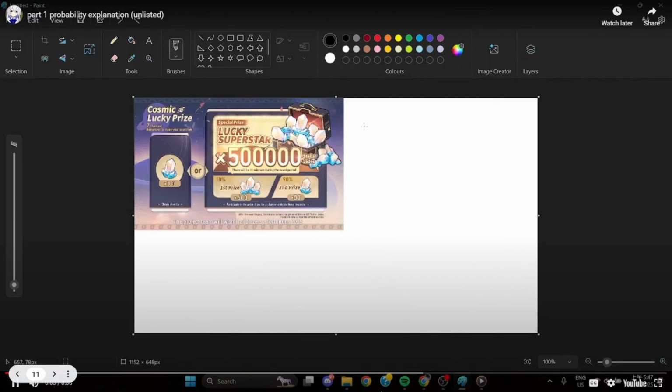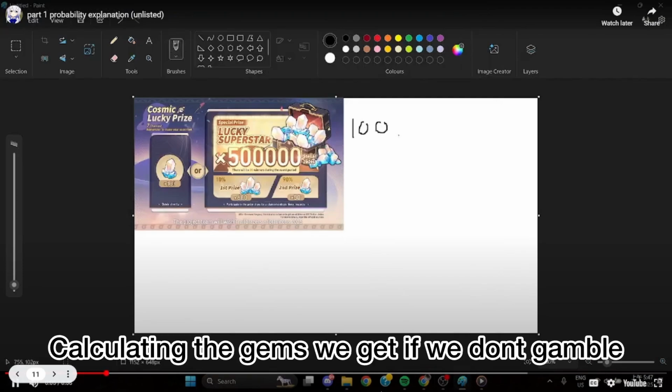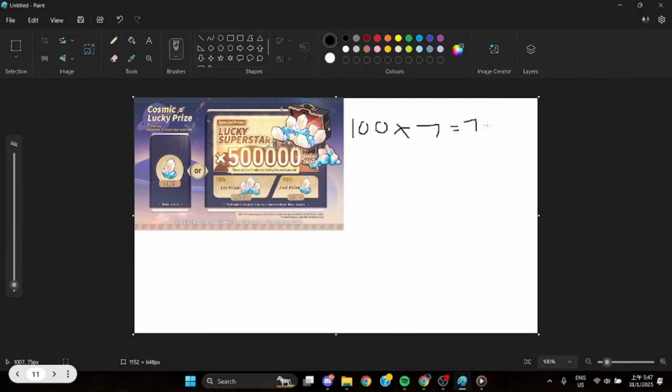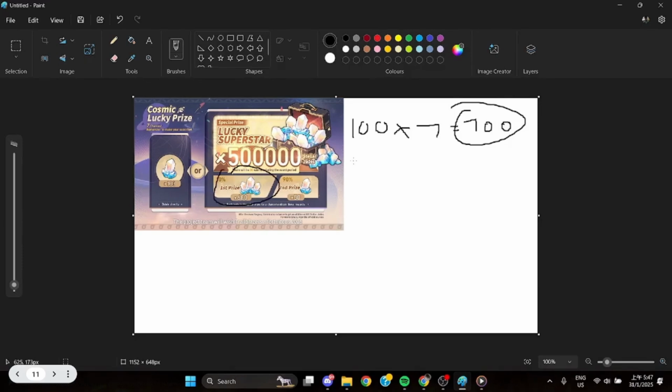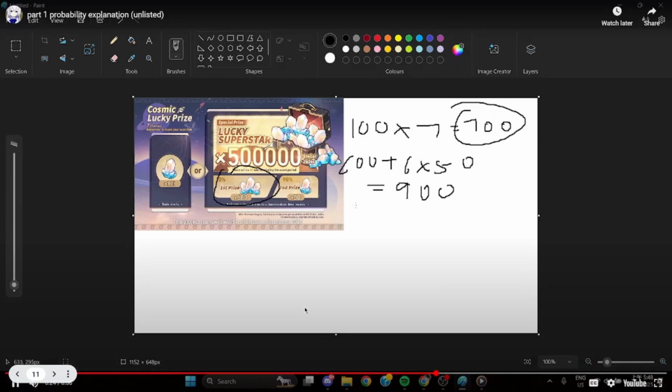So if we choose not to gamble, the gems we get would be 100 times 7, which will be equal to 700. And in order to get more than this 700, we have to hit the first prize at least once, which will give us a minimum of 600 plus 6 times 50, which will give us 900. And the probability of hit is times 6 because one of the usages has been used up to win this, by the way.